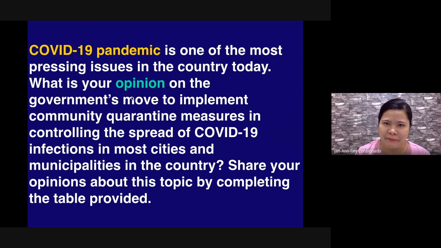COVID-19 pandemic is one of the most pressing issues in the country today. What is your opinion on the government's move to implement community quarantine measures in controlling the spread of COVID-19 infections in most cities and municipalities in the country? Share your opinions about this topic by completing the table provided. So this is very timely. All right?